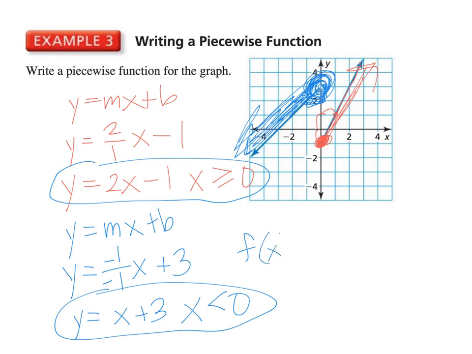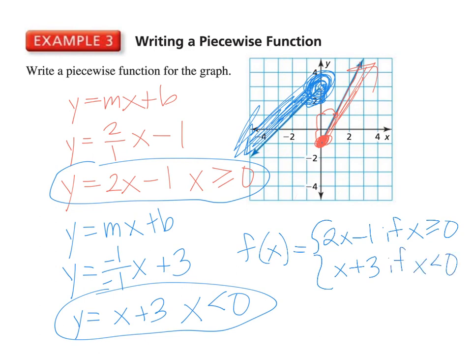All right, so we have f of x is equal to, you're going to use this bracket here. Now you don't have to use the y, because the f of x represents your y. Now we're going to use 2x minus 1. On the bottom, we're going to have x plus 3. And on the top, we're going to say if, what's the restriction? x is greater than or equal to 0. And for the bottom line, we have x plus 3 if x is less than 0. Okay, so that's how you write out the function.